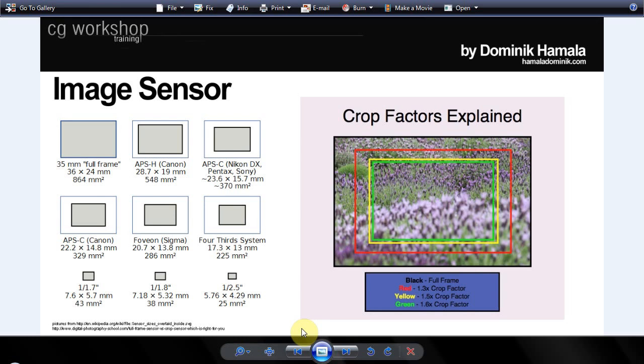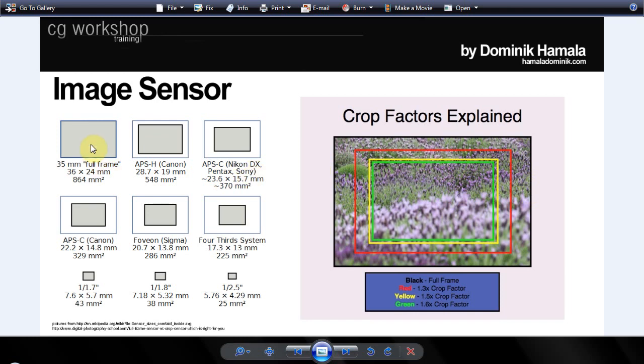Black border, cover full frame, and it's a 35mm equivalent of an old film. Red frame, it's a 1.3 crop factor used in Canon. Yellow border, 1.5 crop factor, is a Nikon DX camera, and green, 1.6 crop factor, is also one of Canon's cameras.